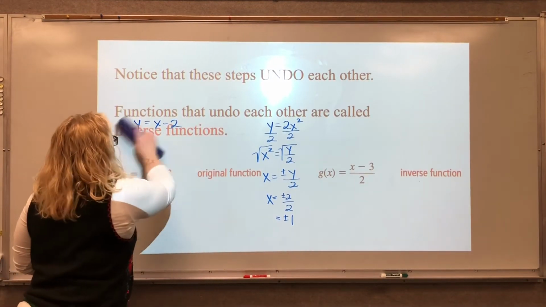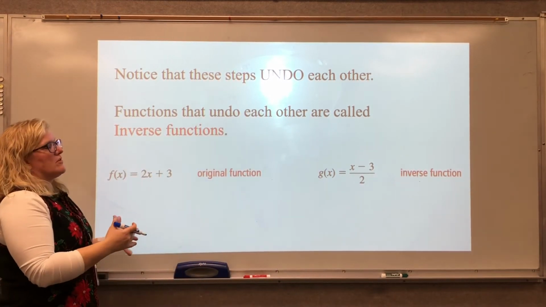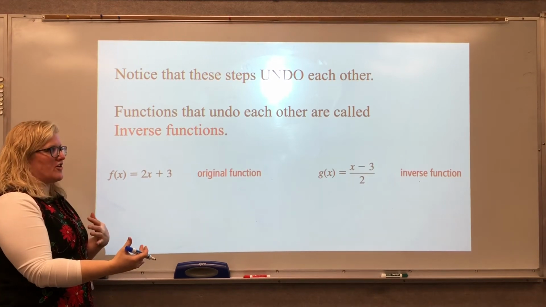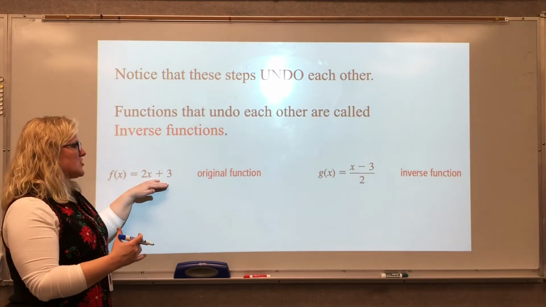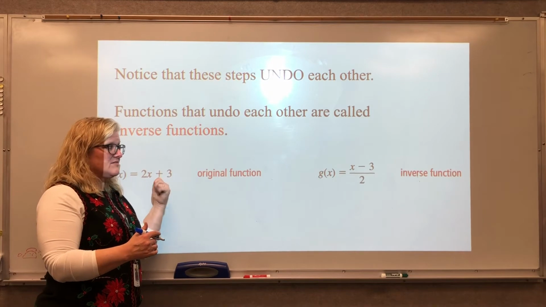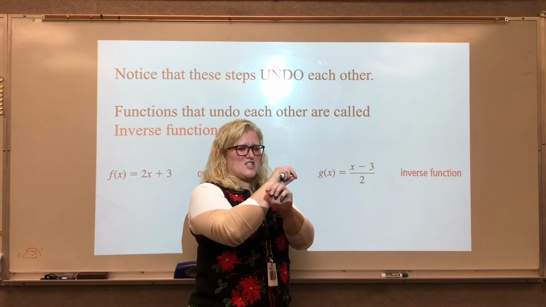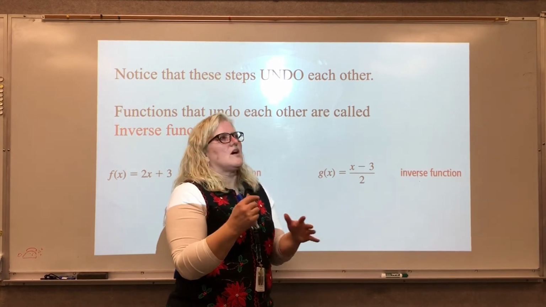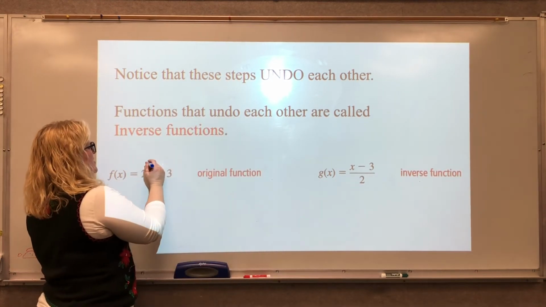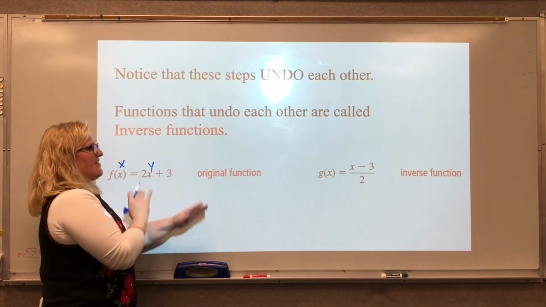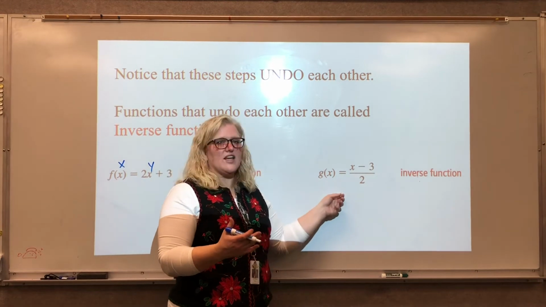Notice that these steps undo each other. Functions that undo each other are called inverse functions. And so we did that at the first. So we had 2x plus 3. We solved for x, and then we kind of flip-flop the x and the y. So you take the original function, you make this y, you make this x, and then you solve for y. You solve for the opposite thing that you've got, and that's your inverse function.